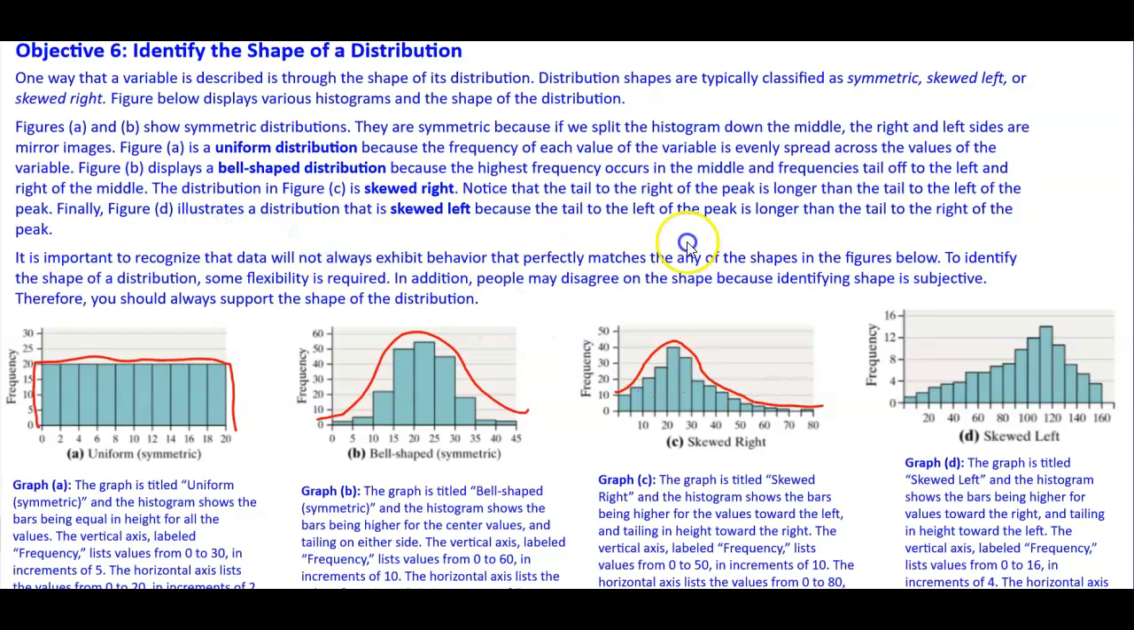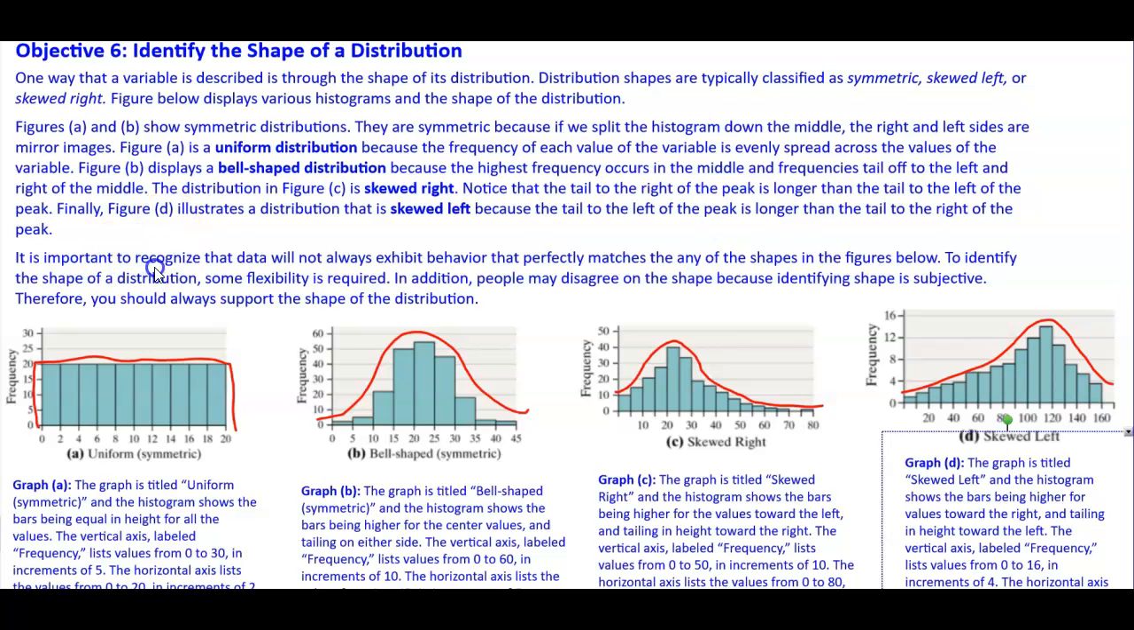And finally, if we look at figure D, this illustrates a distribution that is skewed left because, again, we can see that it's starting to drop on the left side, and so it has a longer tail on the left side. So it's a distribution that is skewed left because the tail to the left of the peak is longer than the tail to the right of the peak.